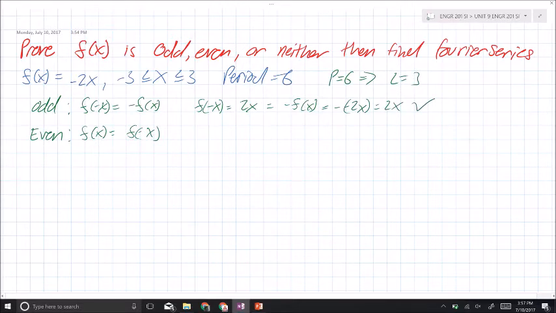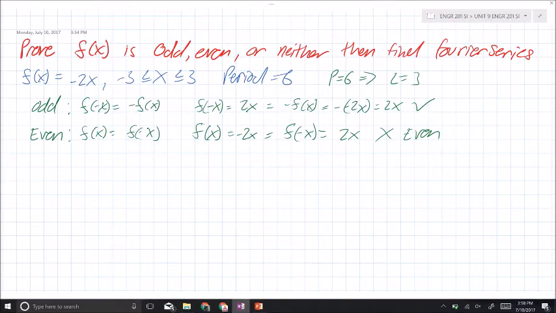So it's odd. And just to show that it's not even, we'll go ahead and do that. So f of x would equal negative 2x, and this should equal f of negative x, which equals what we had at the top, which is 2x. So it is not even. And since it's odd, it's not neither. So we'll go ahead and go on with odd.